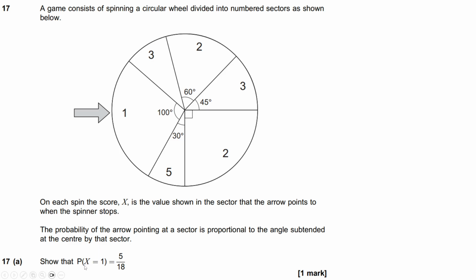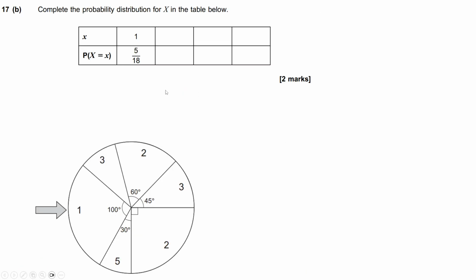You've got a spinner. Show what the probability of getting 1 is. 360 degrees in a circle. You should know this. You're like 17 years old right now. So just do 100 over 360, which is 5 over 18. Complete this. Okay, so what's the probability of getting 2? So that's 60 degrees here and then 90. So 60 plus 90 is 150 over 360. And you simplify that down to 5 over 12.